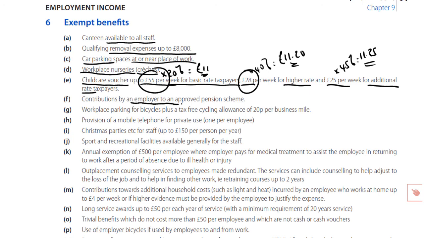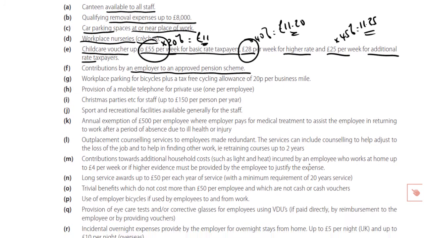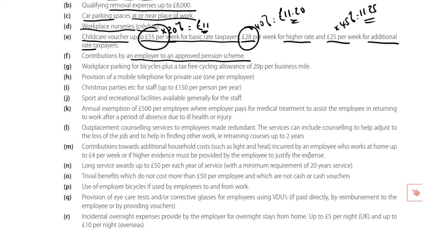Contributions by an employer to an approved pension scheme. Now, we started our discussion of that earlier in this chapter. If we've got contributions into an approved pension scheme, whether that is to an occupational or a personal pension scheme, that is going to be an exempt benefit when paid for by the employer. Other ones to watch for: provision of a mobile phone. Again, one per employee. Not that you'd think an employee needs more than one. Mind you, you've got two hands, I suppose. If there was a second one, that would be an assessable benefit.